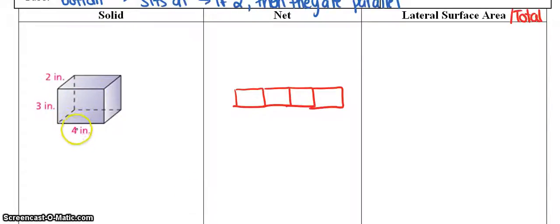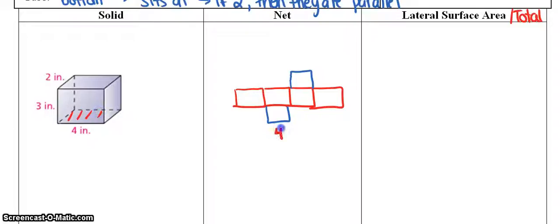Okay, then the bases are attached to those lateral sides, and the bases might look something like this. So if you folded that up, you would have the net of a rectangular prism. Now, there's multiple ways to draw it. This is just how I'm drawing it. And I'm also going to label that. So the bases are what's down here.